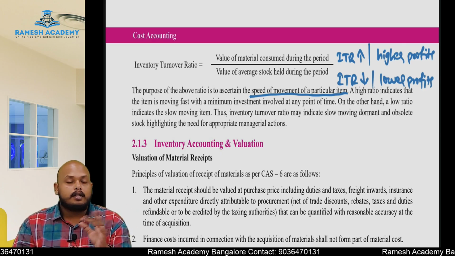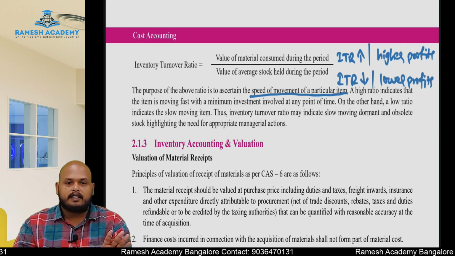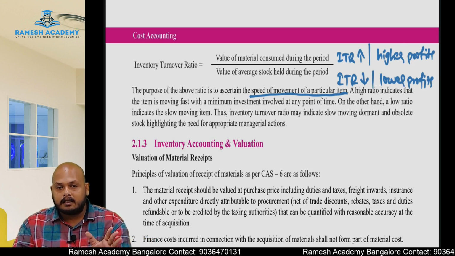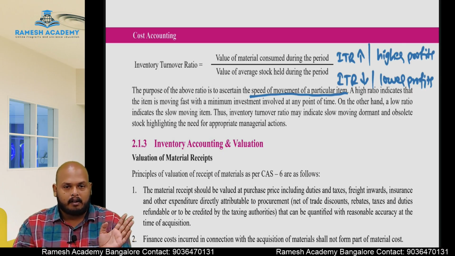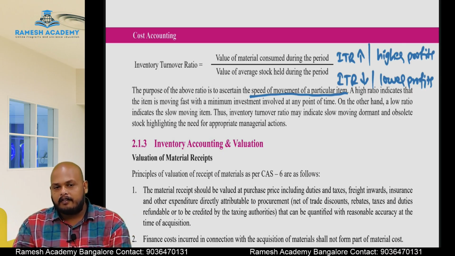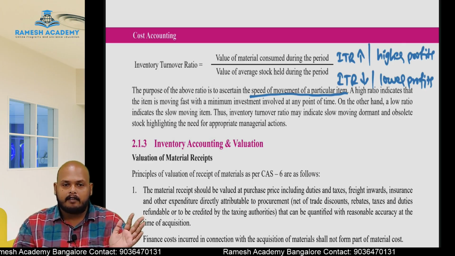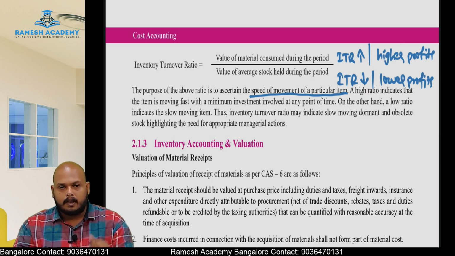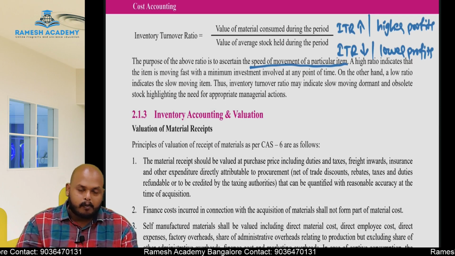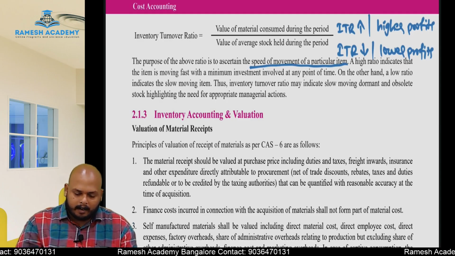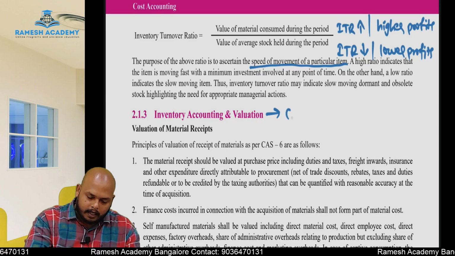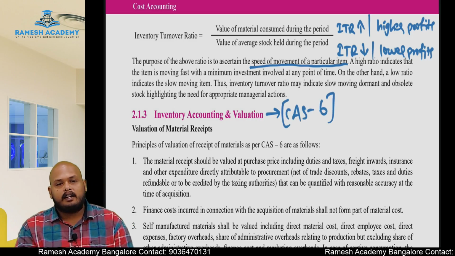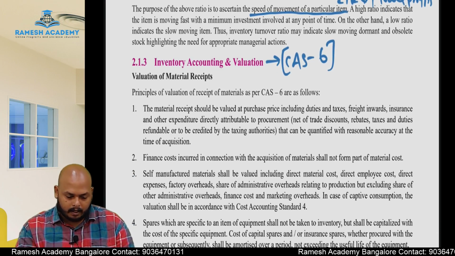From these 4 cost accounting standards, compulsory he will ask one cost accounting standard question. Cost accounting standard is separate, the chapters are separate, the material cost chapter is separate, and Cost Accounting Standard 6 valuation is separate. Keep in your mind, this weightage will be different and that weightage will be different. So this is topic number 2.1.3, inventory accounting and valuation as per CAS 6. This information is related to Cost Accounting Standard 6.